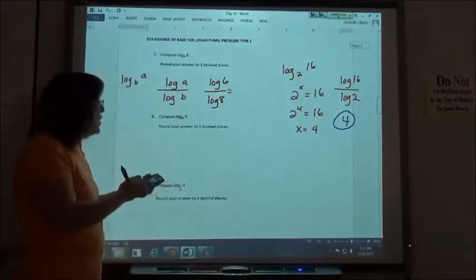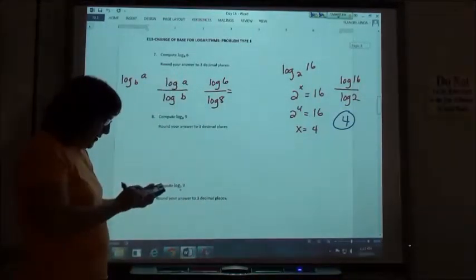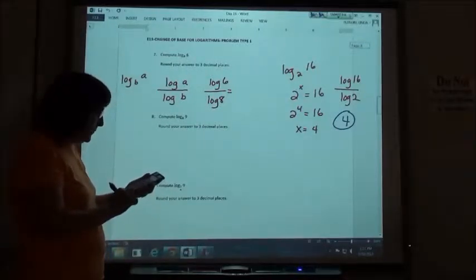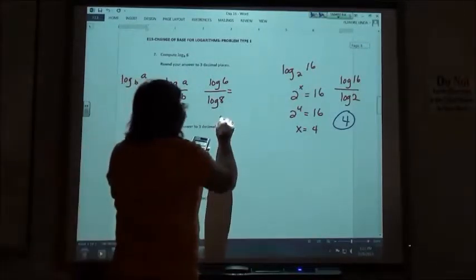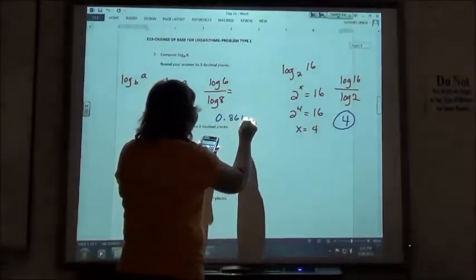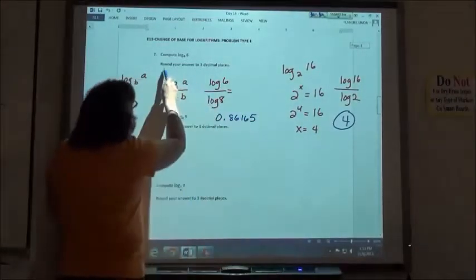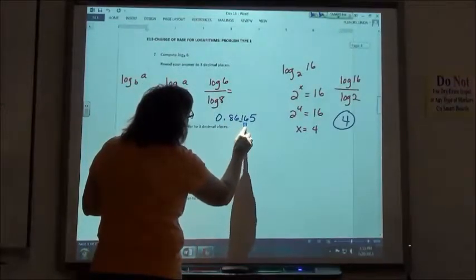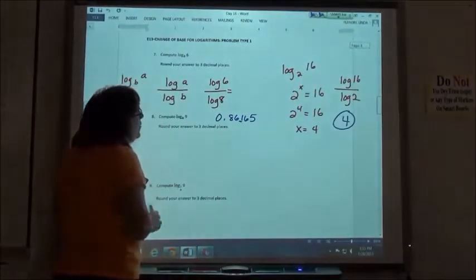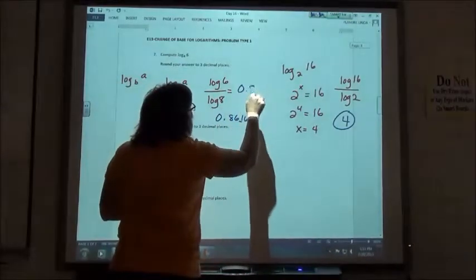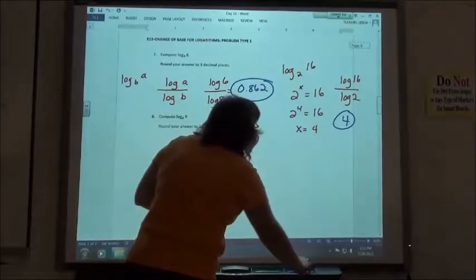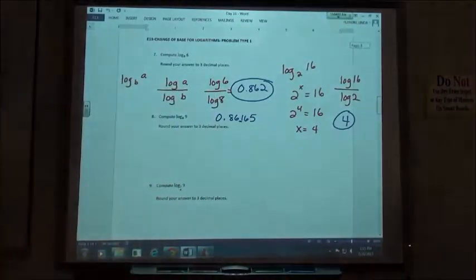Here then, if I do the log of 6 divided by the log of 8, I get 0.86165. Round to 3 decimal places, so 1, 2, 3. That means there's a 6 behind there. I have to round that up. So 0.862 is what I'm going to get for the value of x.